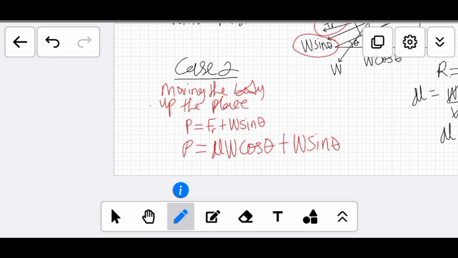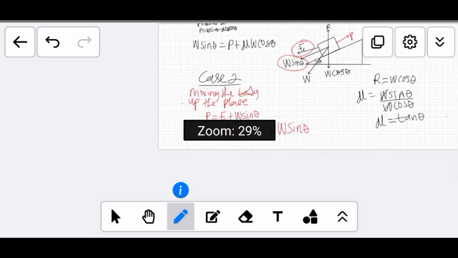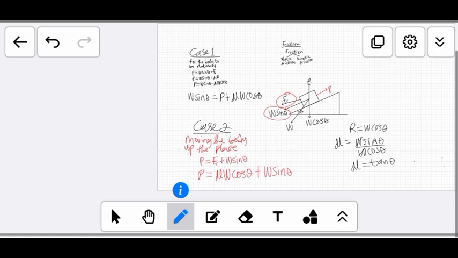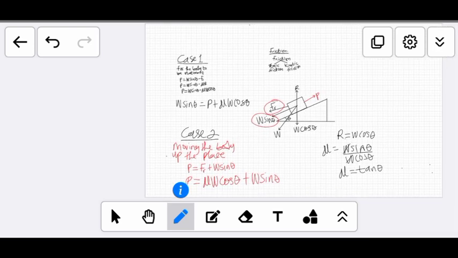So this is the two cases. We have talked about the first case where we want to make the body stationary, then the second case where we want the body to drive up the plane, then the third case is when the body is sliding down, and that is automatically what is going on here. So the W sine theta is the force bringing it down, and the friction will act in the opposite direction.